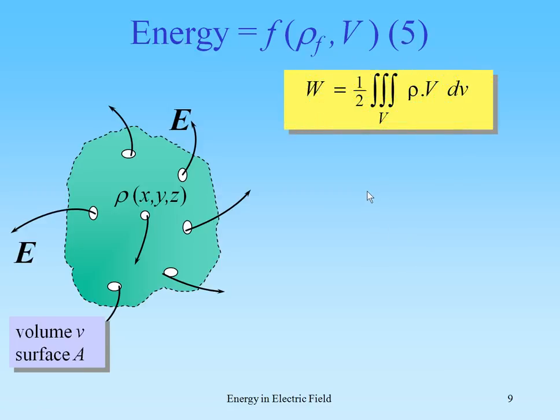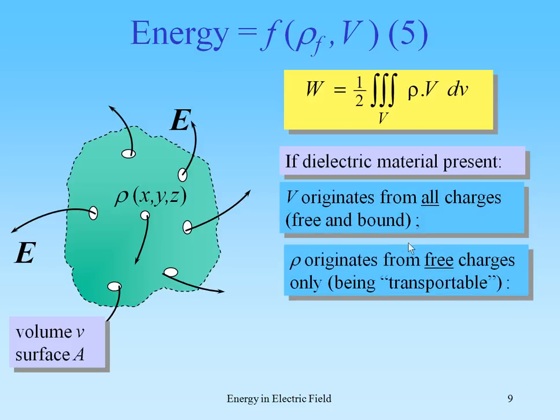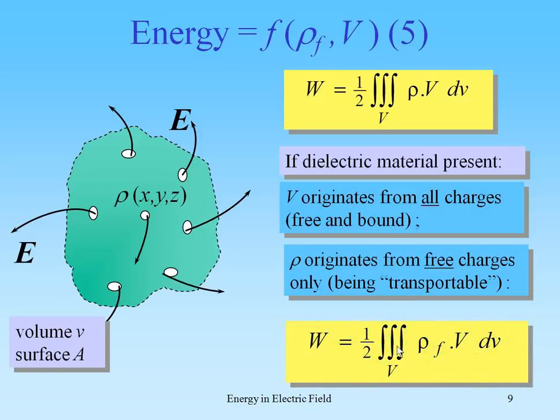This is the expression for rho dV, and if electric material is present, V originates from all the charges, free and bound, and rho originates from the free charges. Those are the only charges that are transportable from the outside. And this means that we end up with the expression for the energy as 1/2 of the volume integral over the free charge densities times the total potential. That's the first equation we had to derive.